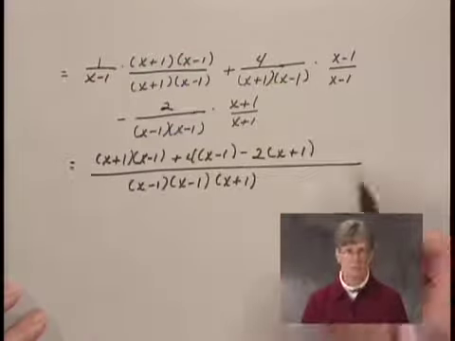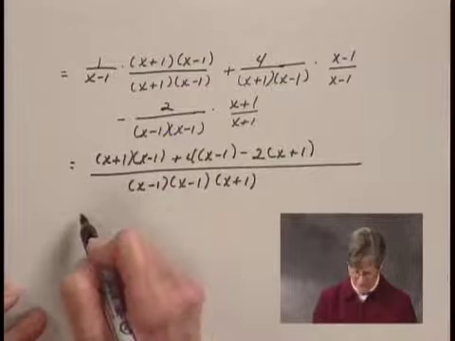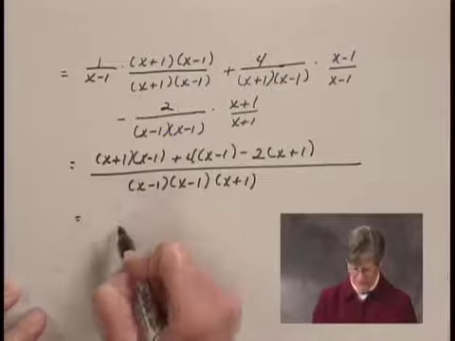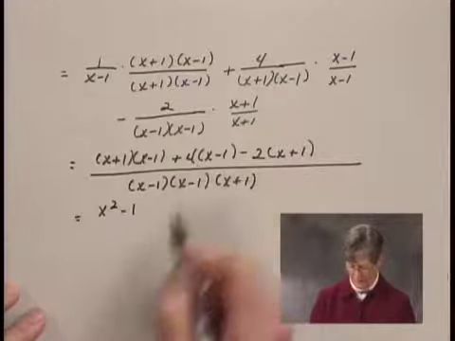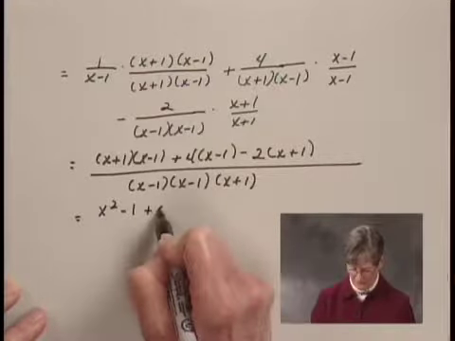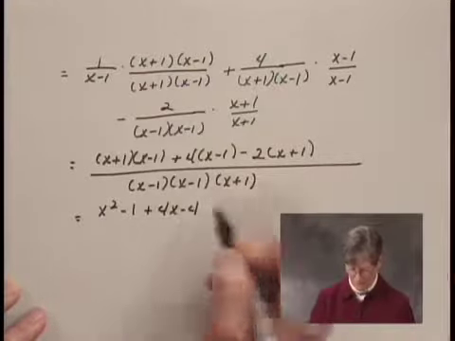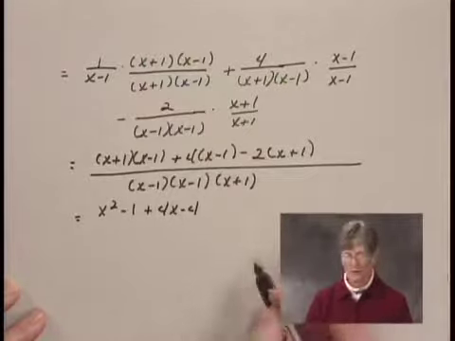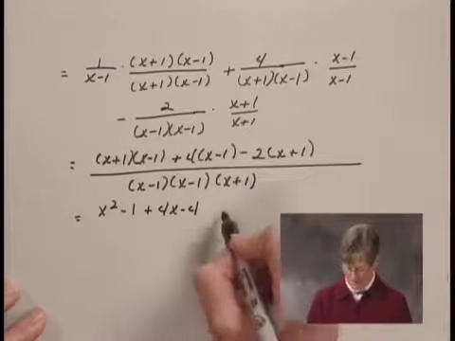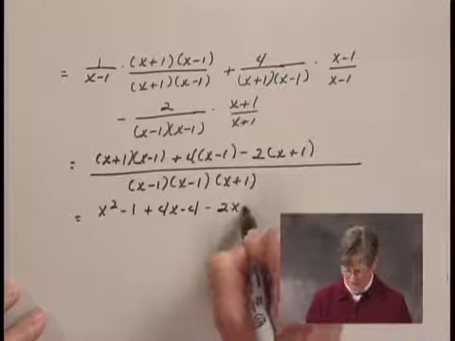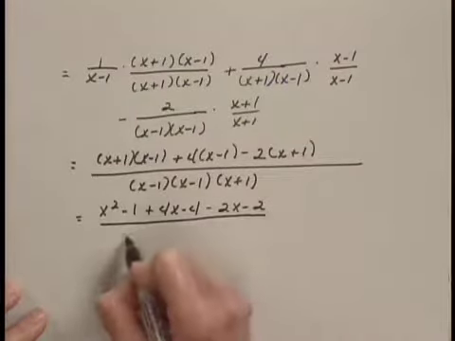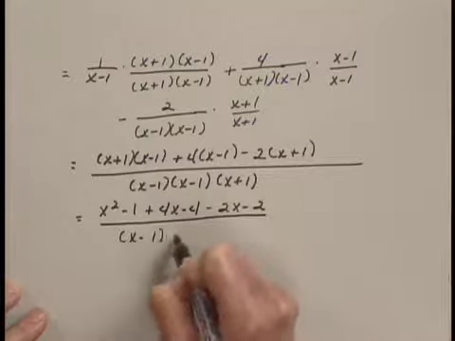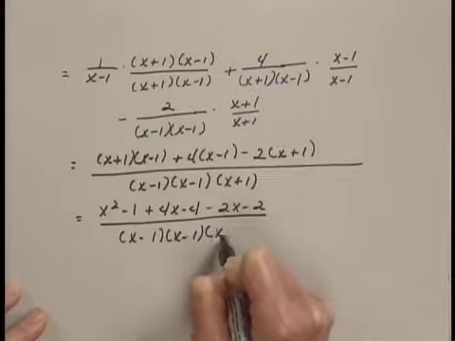Now let's do the multiplications that are indicated here in the numerator. X plus 1 times x minus 1 is x squared minus 1. 4 times the quantity x plus 1 gives us 4x minus 4. And when I take negative 2 times the quantity x plus 1, I get negative 2x minus 2. And all of that is over the least common denominator.